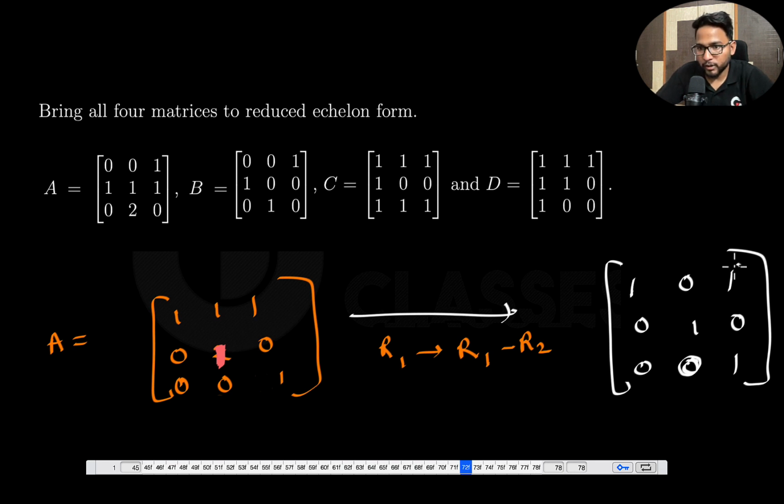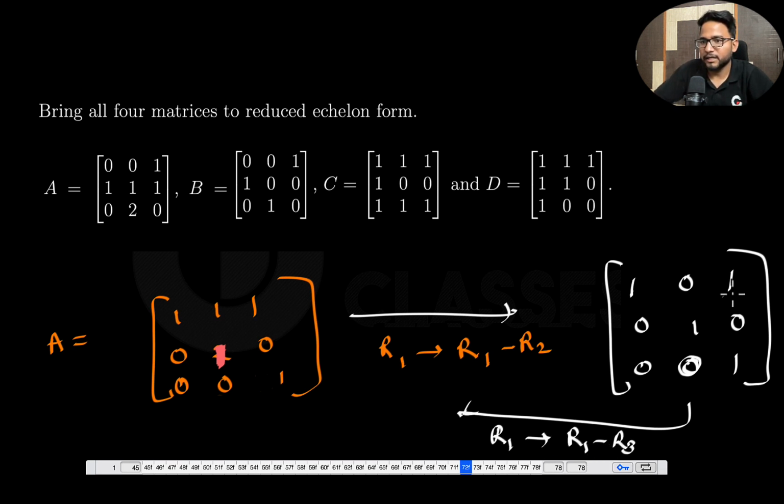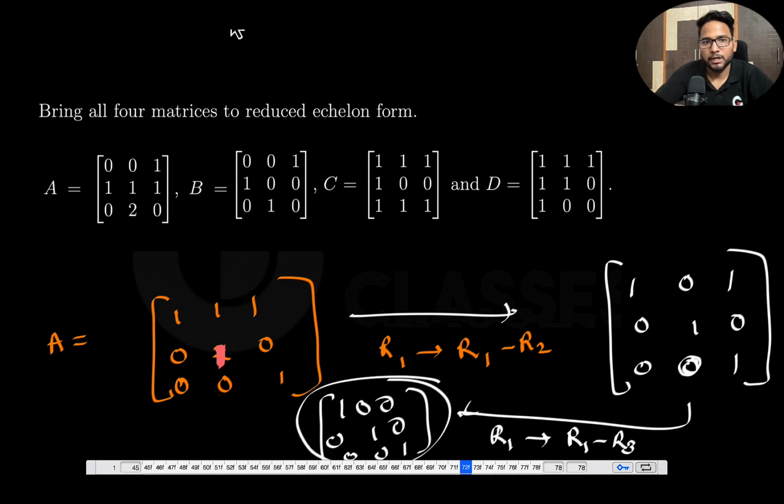So now ultimately you need to make this also 0. How can you do it? You can replace R1 by R1 minus R3, and then you can make this also 0. So it will be 1, 0, 0, 0, 1, 0, 0, 0, 1. I just got the identity matrix. Now this is a row reduced echelon form. Since every column is having a pivot, there are no free columns.